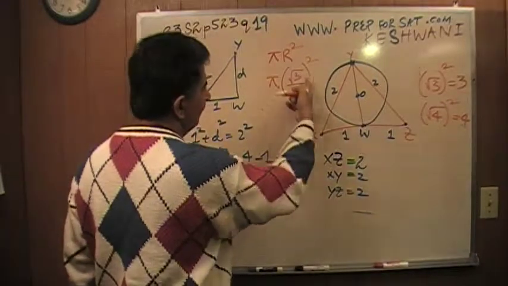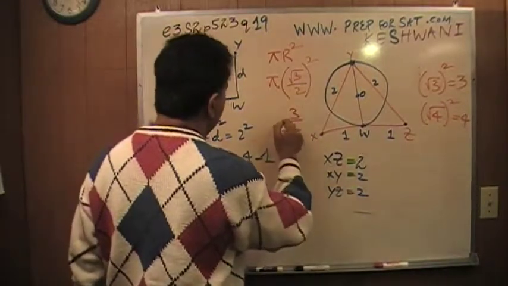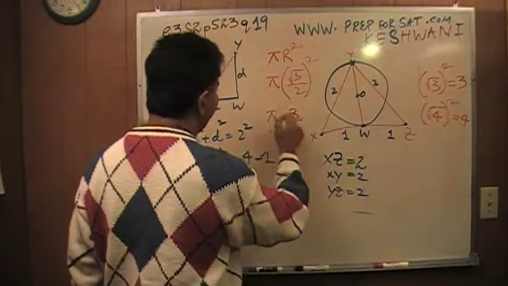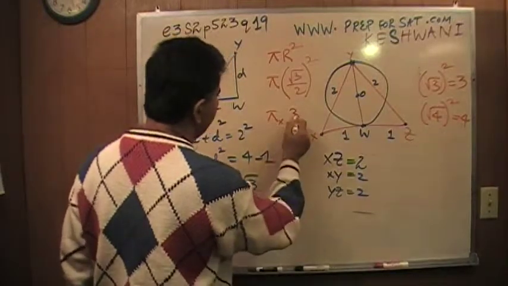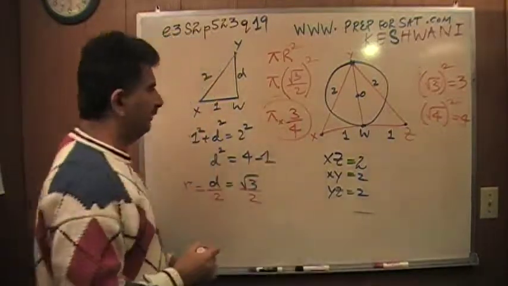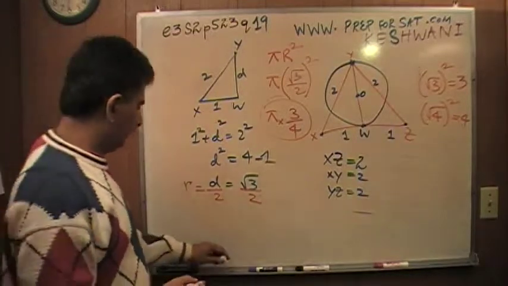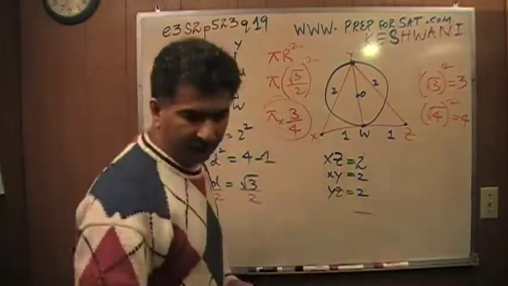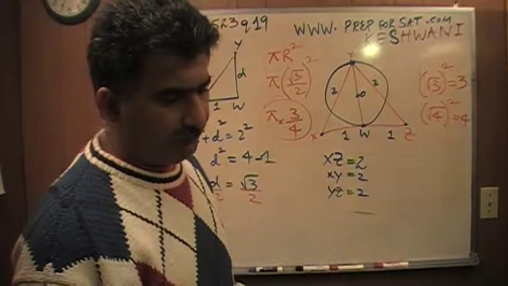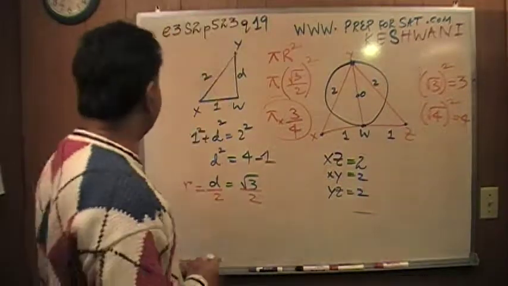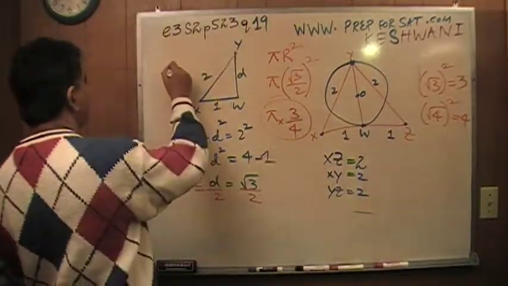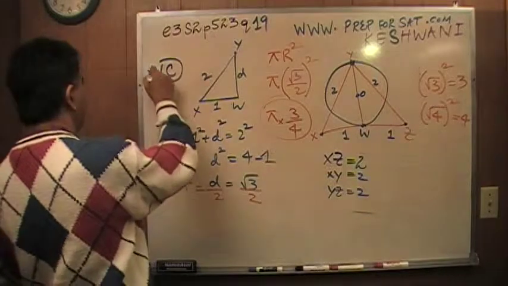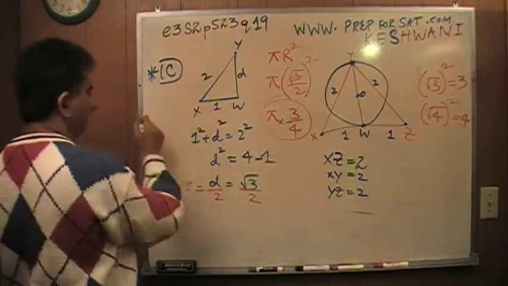And on the bottom I have 2, which is going to be squared, which is 4, times pi. That's my answer. In other words, 3 pi over 4. That's your answer. 3 pi over 4. See, what is the answer choice there? 3 pi over 4. The answer choice is C. C is the answer choice. 3 pi over 4.